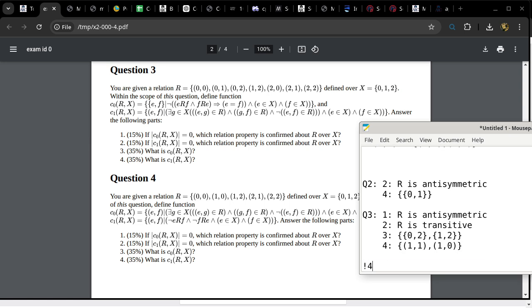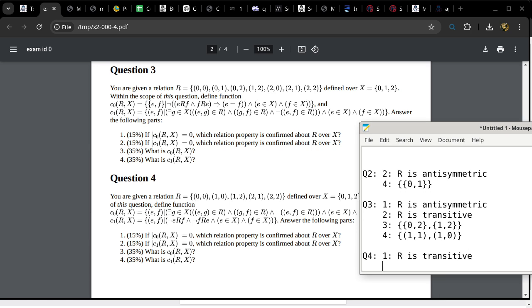And then for question number 4, for part 1, that's also just checking for transitive. So R is transitive. For part 2, this is the one that we saw earlier. So this one, I'm going to put a question mark here, but I think it has to do with, oh, no, this one we know. R is comparable.